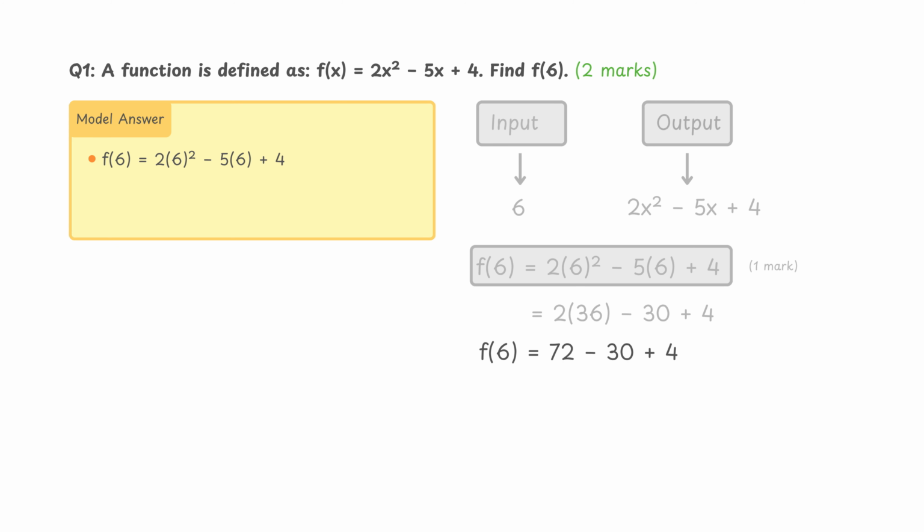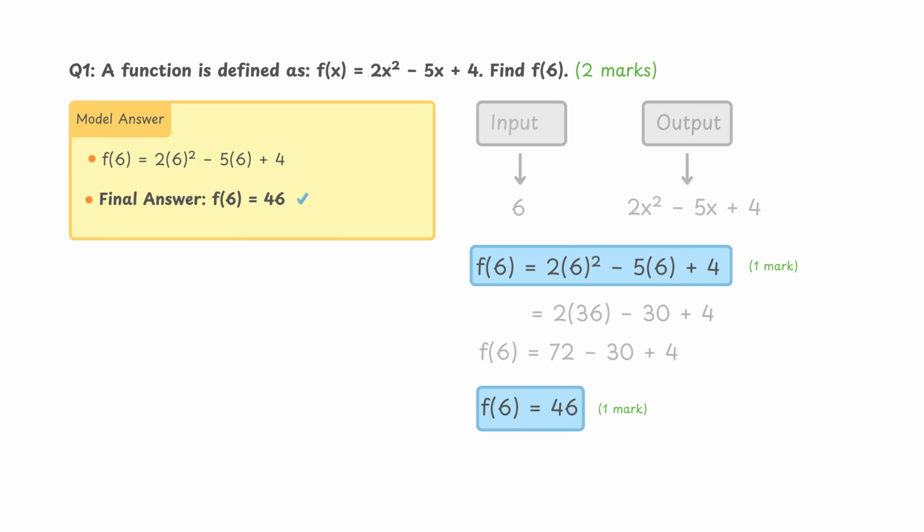Now we simplify from left to right. 72 minus 30 equals 42. Then 42 plus 4 equals 46. So the final answer is f of 6 equals 46. For the marks, 1 mark is for correct substitution. 1 mark is for the correct final answer. The key idea to remember: substitute carefully, follow the order of operations, and simplify step by step.